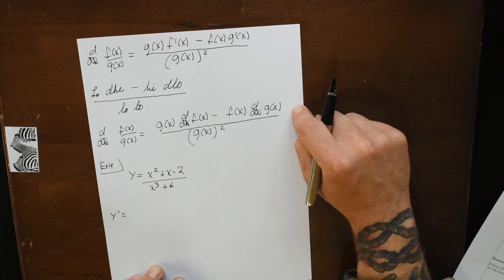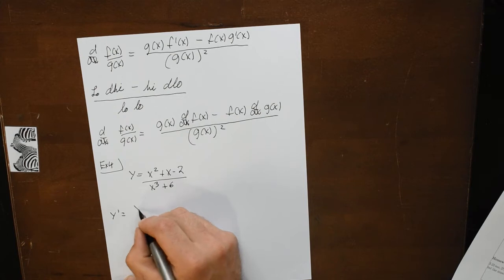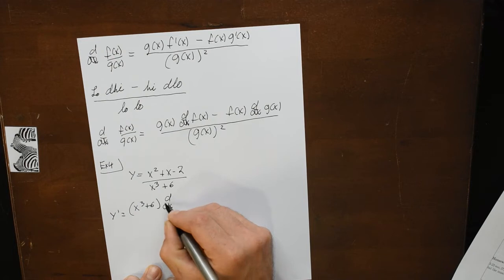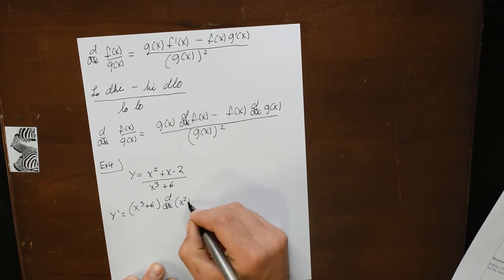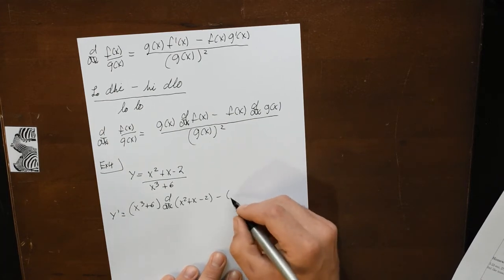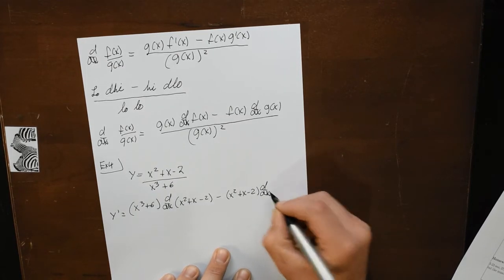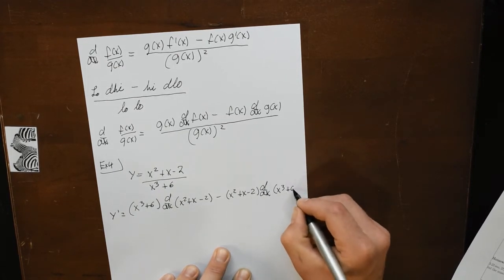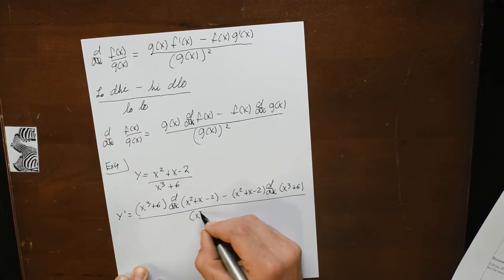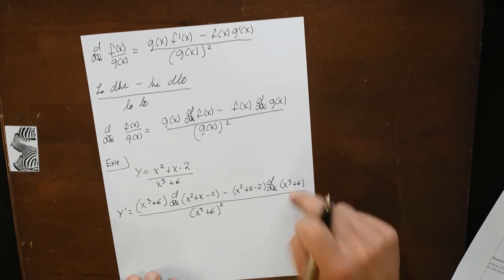And I'm going to use this notation right here. Y prime is equal to low, x cubed plus 6, times the derivative of our top, minus our top times the derivative with regards to x of our bottom, all over our denominator squared. Perfect. Now we have to do these derivatives.